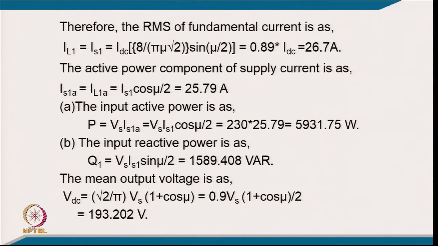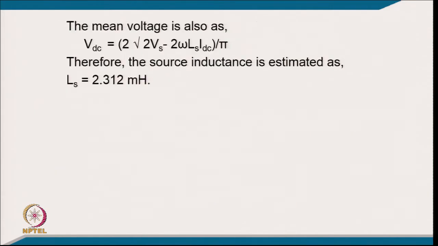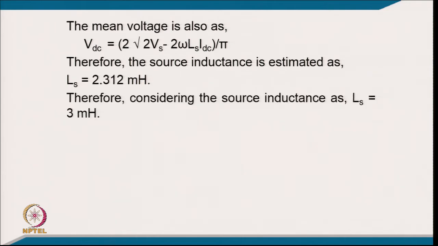The mean output voltage, that is average output voltage, will be root 2 by pi into Vs into 1 plus cos mu, that comes 0.9 Vs 1 plus cos mu by 2. So, it comes 193.202 volt. And the mean voltage is also VDC equal to 2 root 2 Vs minus 2 omega Ls IDC by pi, and therefore the source inductance is estimated from this relation, Ls equal to 2.312 millihenry, for that overlap angle which is given there.